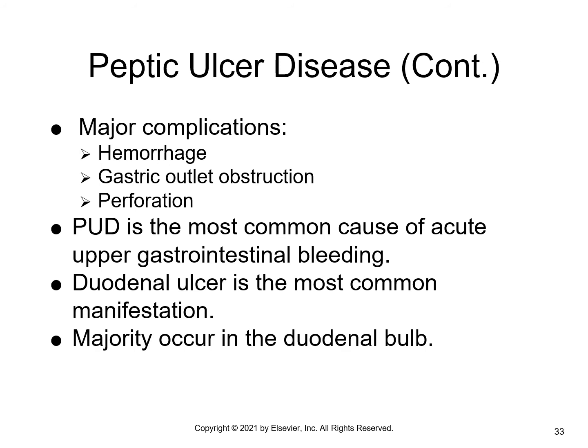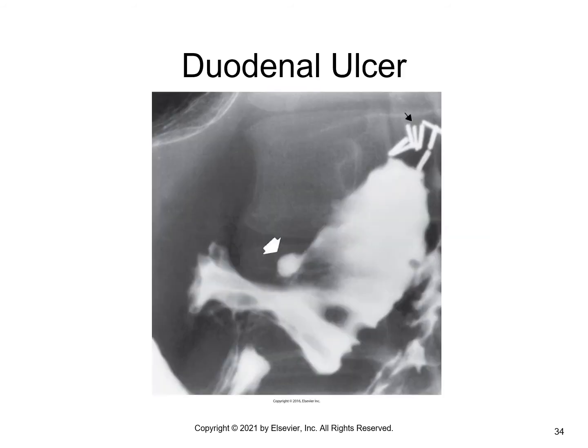Duodenal ulcers are also a very common manifestation, so it won't just stop in the stomach, it can spread all the way to the duodenum. Many of the duodenal peptic ulcers are going to occur in the duodenal bulb. So if we look at the anatomy, here's my stomach, and this is my duodenum. The duodenum wraps around the pancreatic head, something like that, and it's right in this area, the duodenal bulb, that you'll typically see these peptic ulcers.